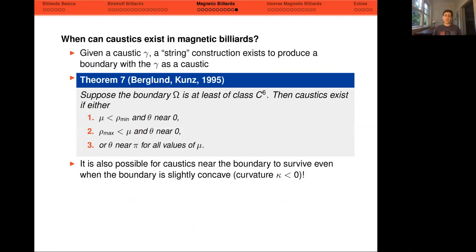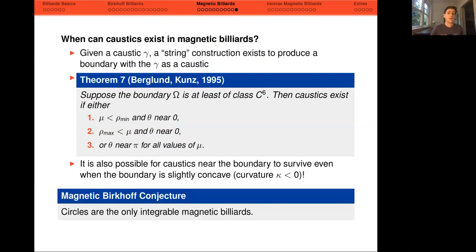And one interesting feature of magnetic billiards is that there can be caustics near the boundary, even if the boundary is allowed to be concave. So even if there's a point of negative curvature, then these caustics can still survive. And so there is an analogous magnetic Birkhoff conjecture that now says that circles are the only integral magnetic billiards.